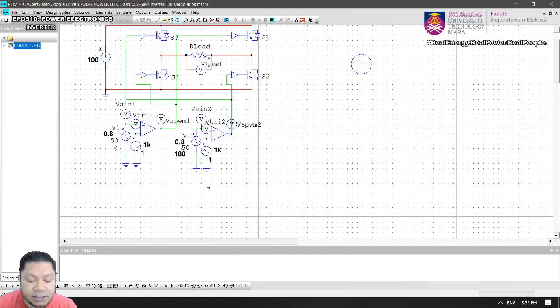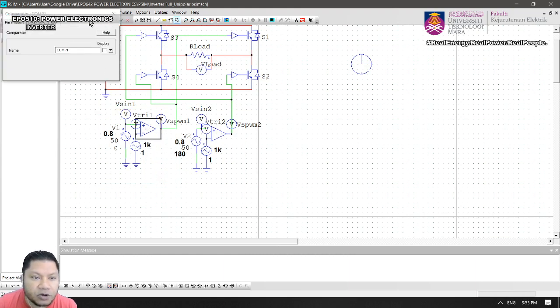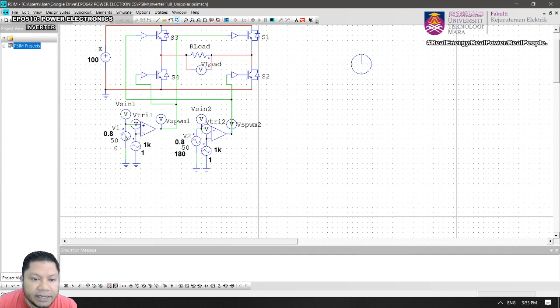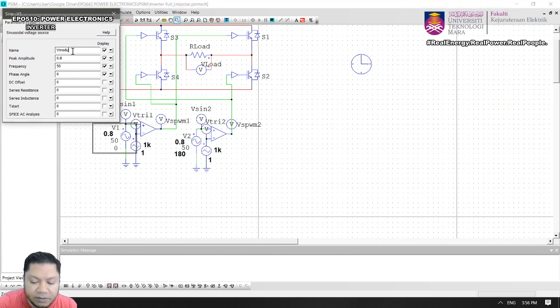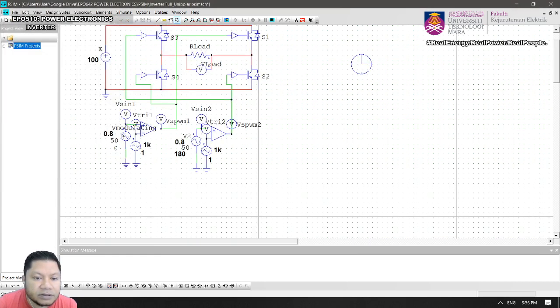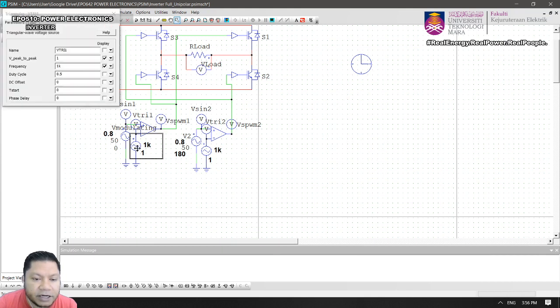So you have two comparators, comparator number 1, number 2. Look at comparator 1, you compare the sinusoidal modulating signals. I can rename it as a modulating signal, VM, or I can just put a VM. So this is the modulating signal, and then this is my carrier, the triangular carrier signal. The duty cycle is 0.5, V peak to peak.